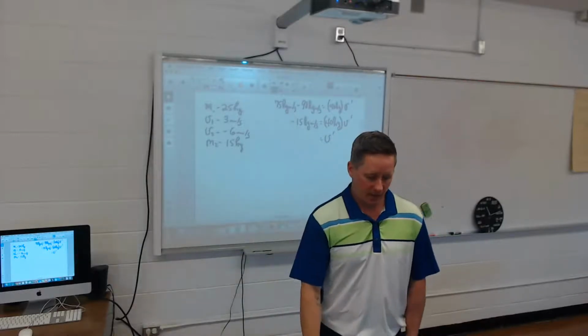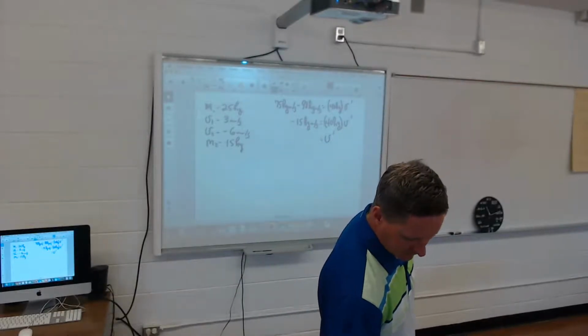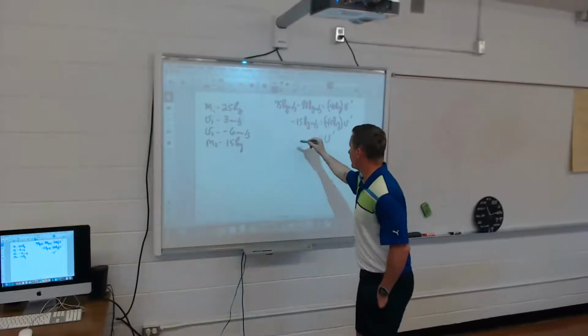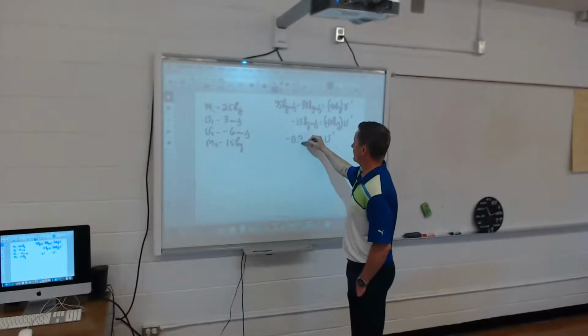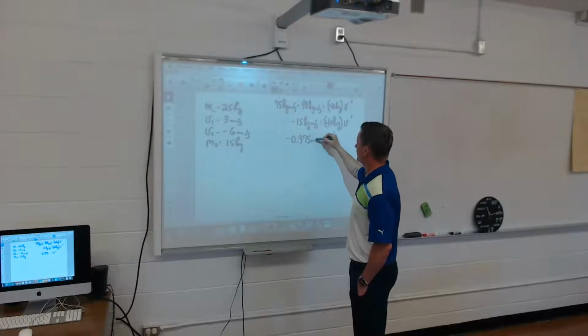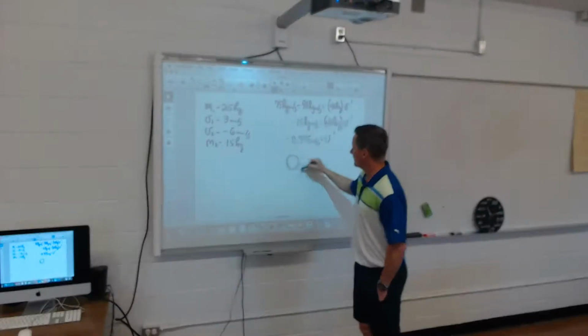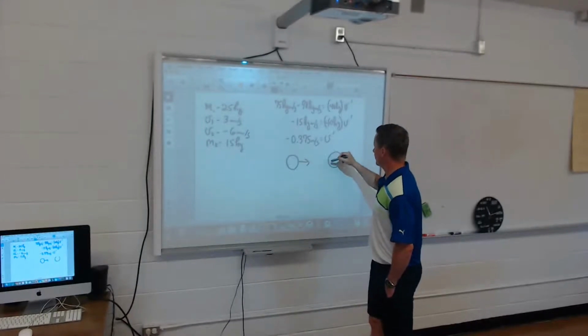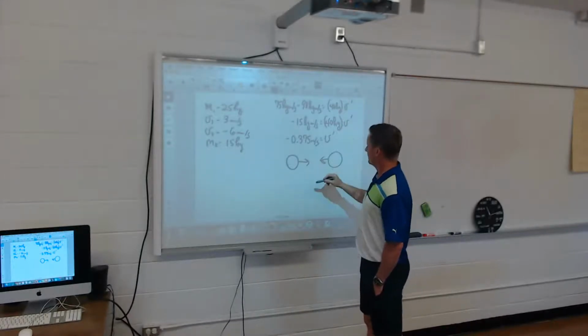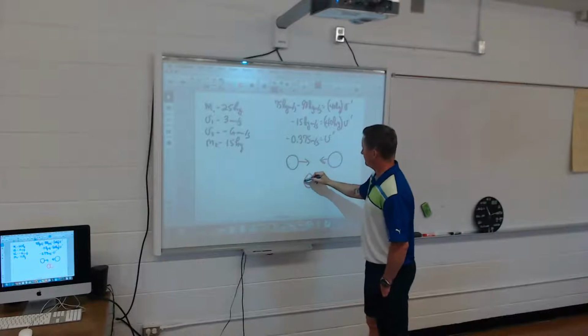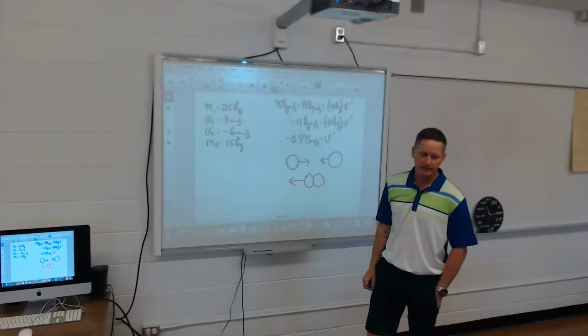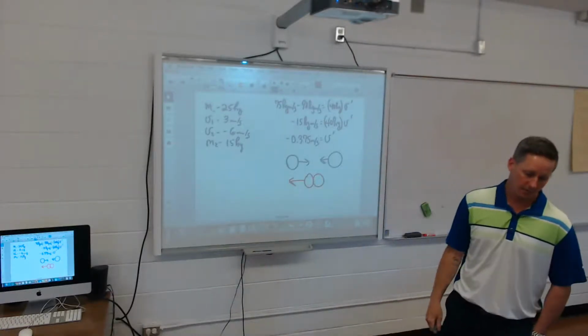So I take 15 divided by 40, and it's 0.375 meters per second. So they're both going left now. So it starts like this, and goes like that. They move back, going in the opposite direction.